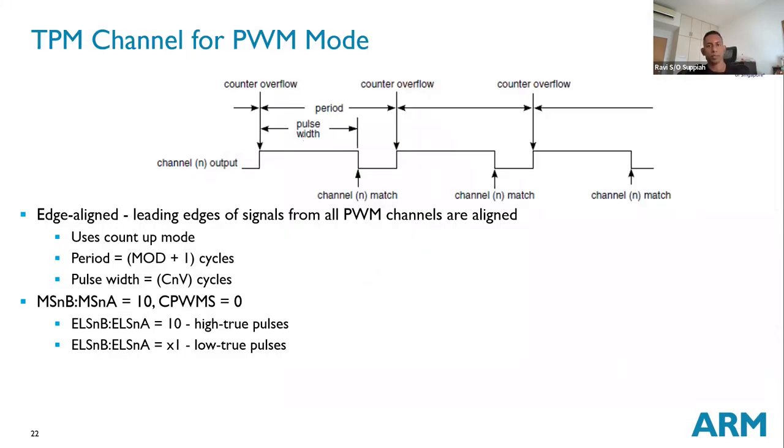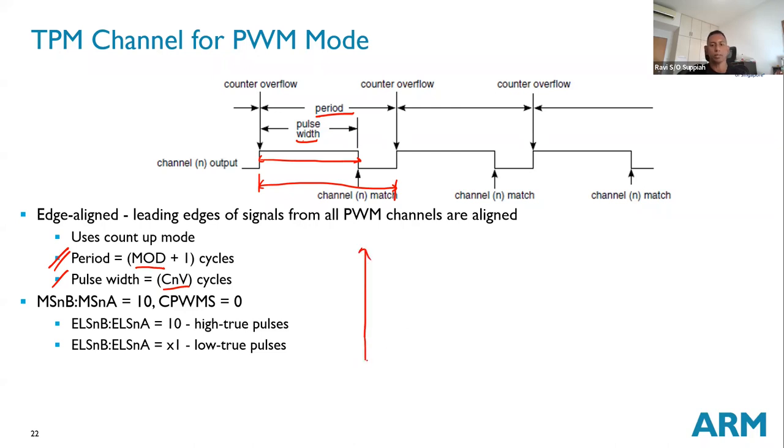So you have the pulse width and the period. These are the two main things that you want to control to get the desired PWM signal. The first thing is the period. The period is controlled through the MOD value that you put in. The MOD plus one will determine how long it takes for one periodic waveform to be generated. That is the period. Now the pulse width, which is from here to here, is based on the CnV value, a value in the register that we will write.